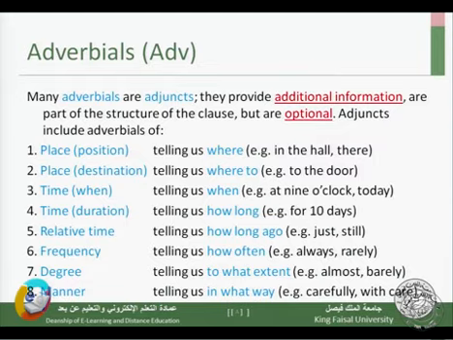Number 7, degree. Those tell us to what extent. So the degree, to what extent did it happen? So I almost finished my homework. So the extent of me finishing my homework is almost. So I'm not completely done, I am almost done. Okay, so we have a certain degree. Maybe I am 80%, 90% finished. So almost finished. This is the degree.